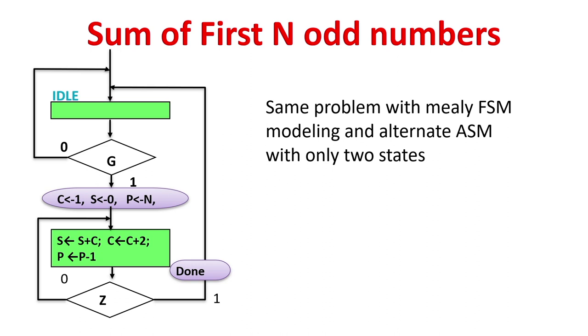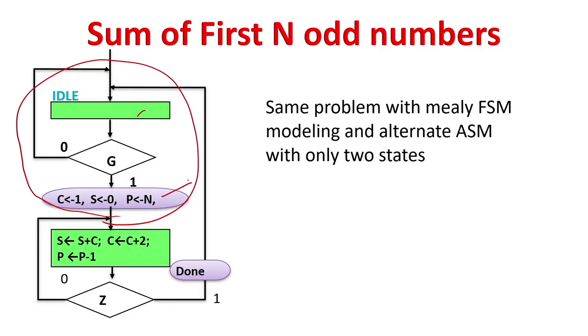So, in this case also, this is the idle state, and whenever g is equal to 1, we are doing initializations. In a Moore FSM, whenever g is equal to 1, it goes to another state, and in that state it does initializations. But in this case, in the idle state, if g is equal to 1, it will do the actions.